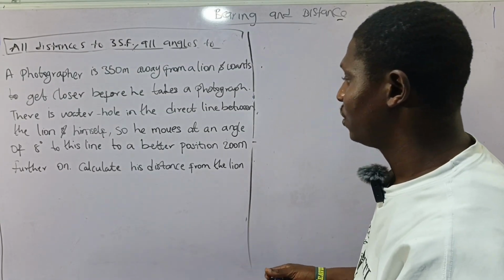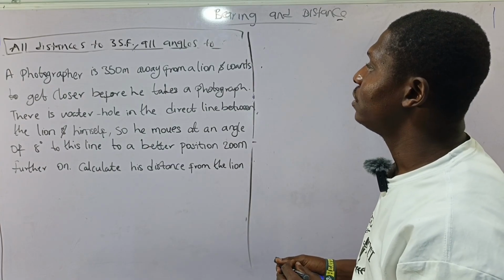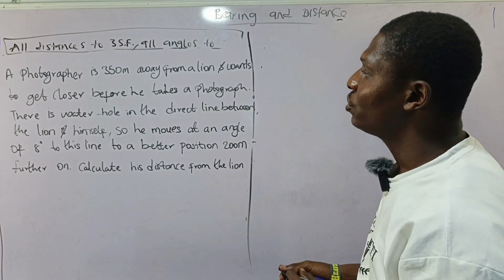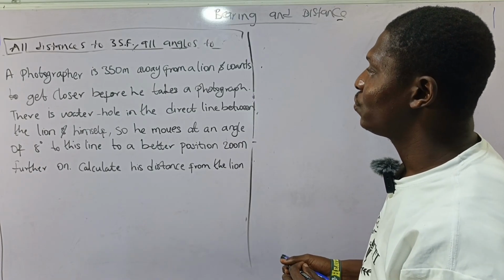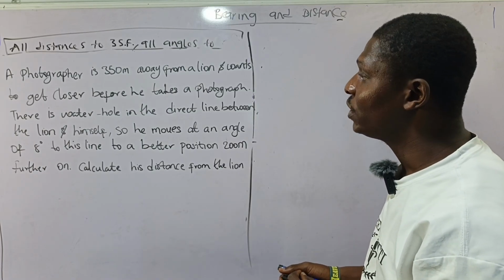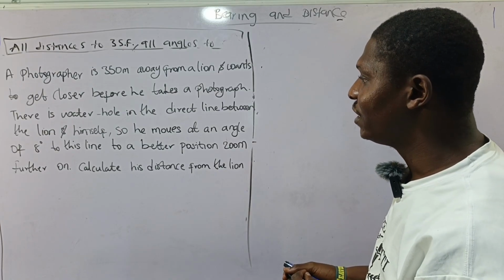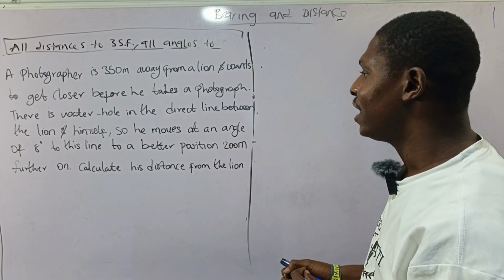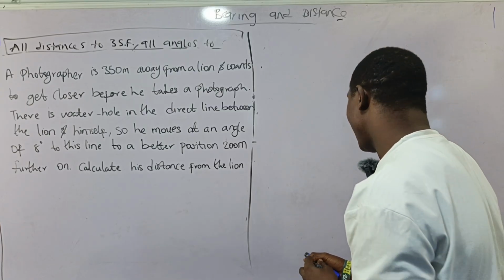We have a question. It says, a photographer is 350 meters away from a lion and wants to get closer before it takes a photograph. There is a water hole in the direct line between the lion and himself. So he moves at an angle of 8 degrees to this line to a better position 200 meters further on. Calculate his distance from the lion.